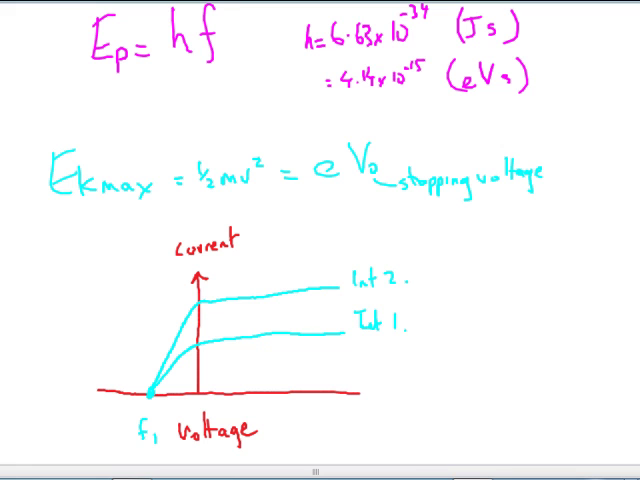If we change the frequency of light, if we go to a higher frequency and therefore higher energy source of light, so we go to F2, where F2 is greater than F1, so it's a higher energy, then given the similar intensity, we're going to release the same number of electrons, but it's going to release them with more energy. Therefore, it requires a greater stopping voltage.